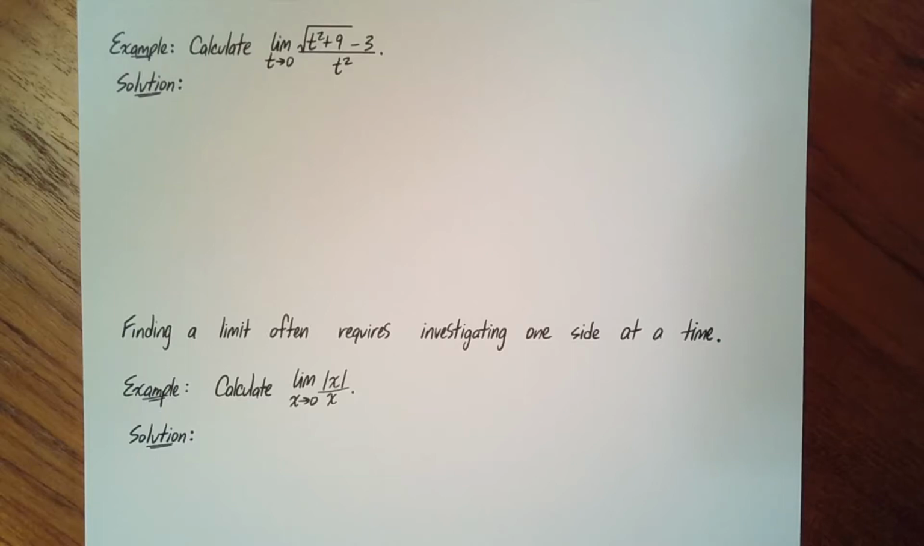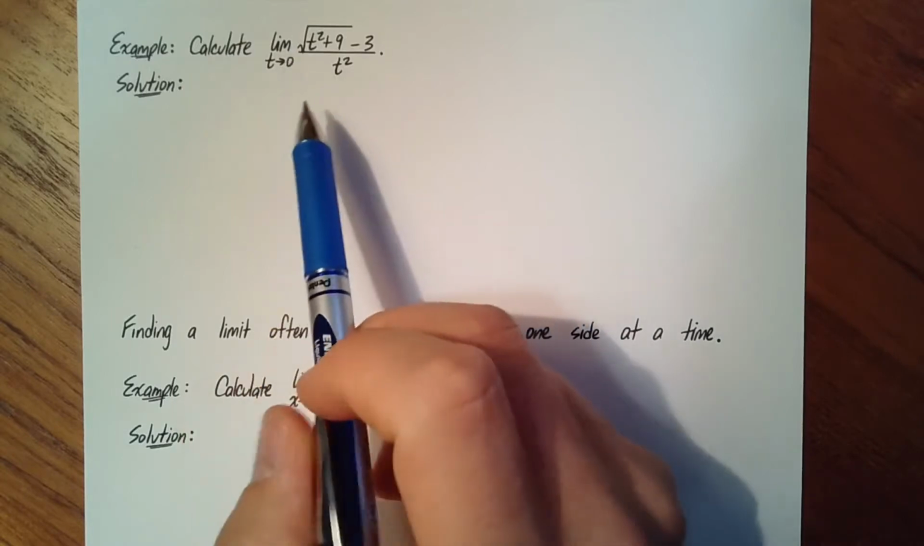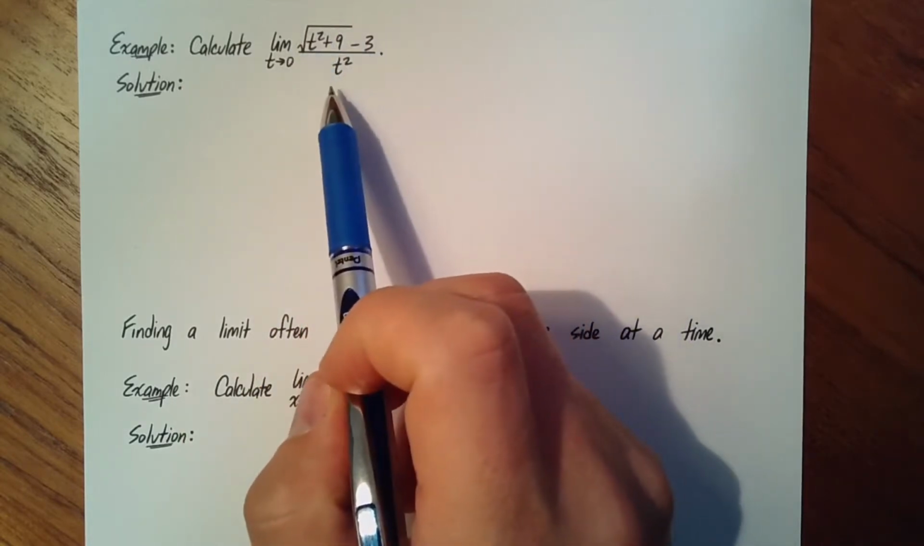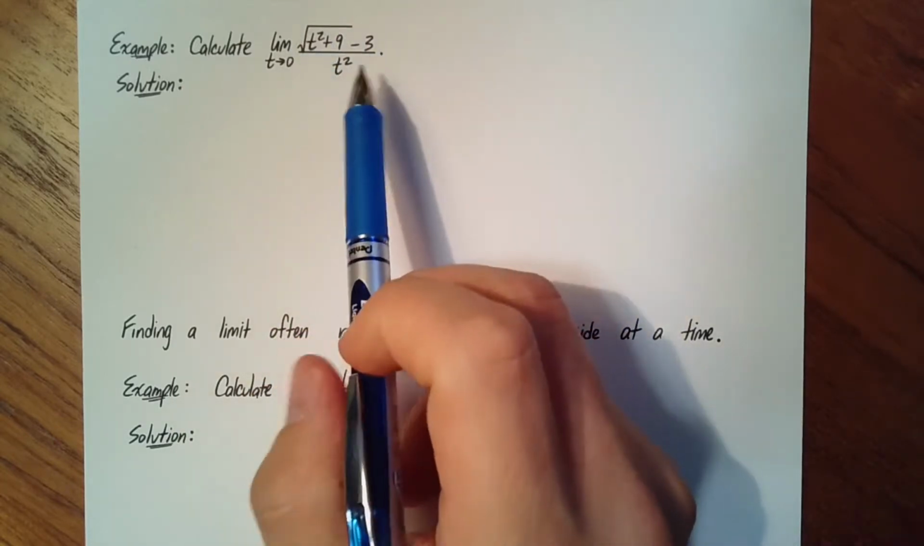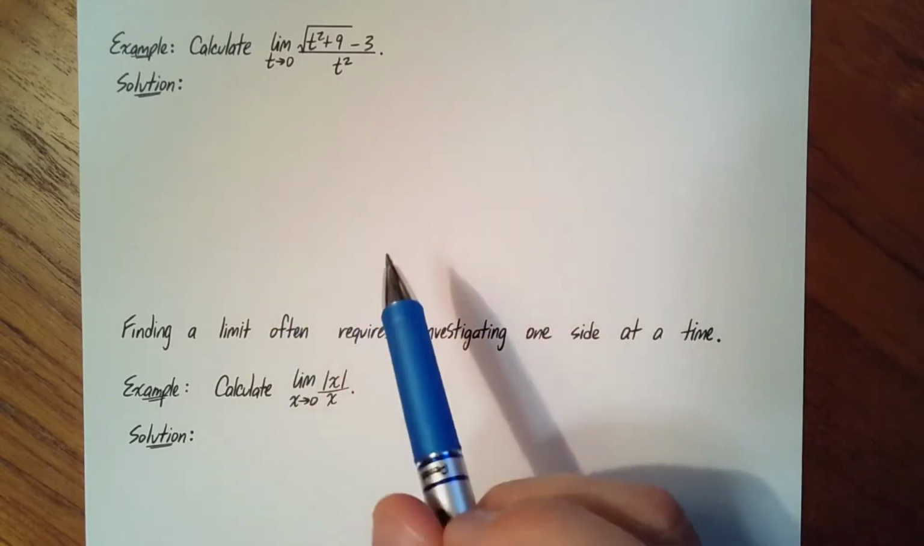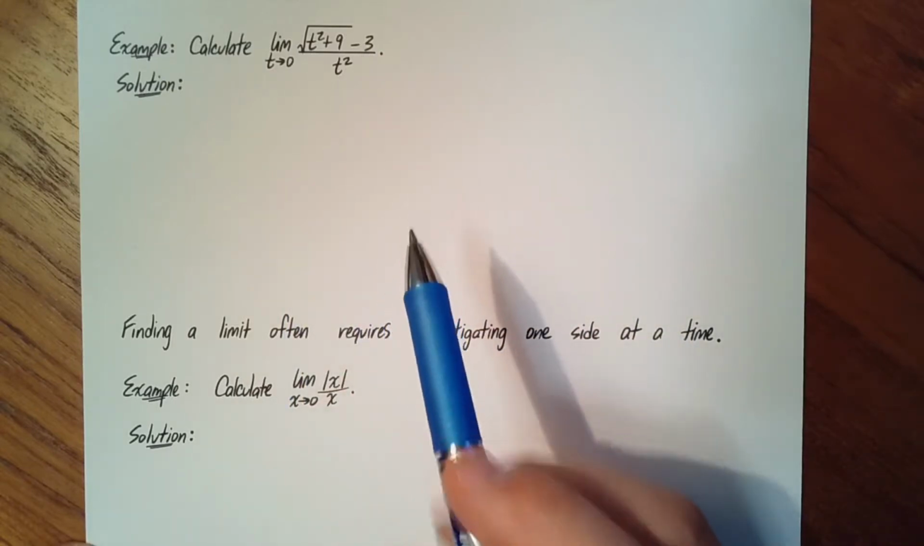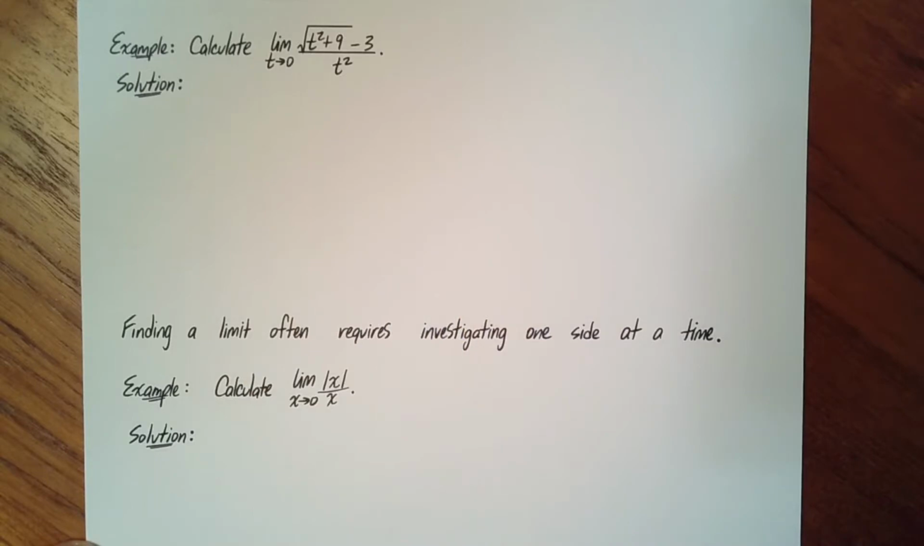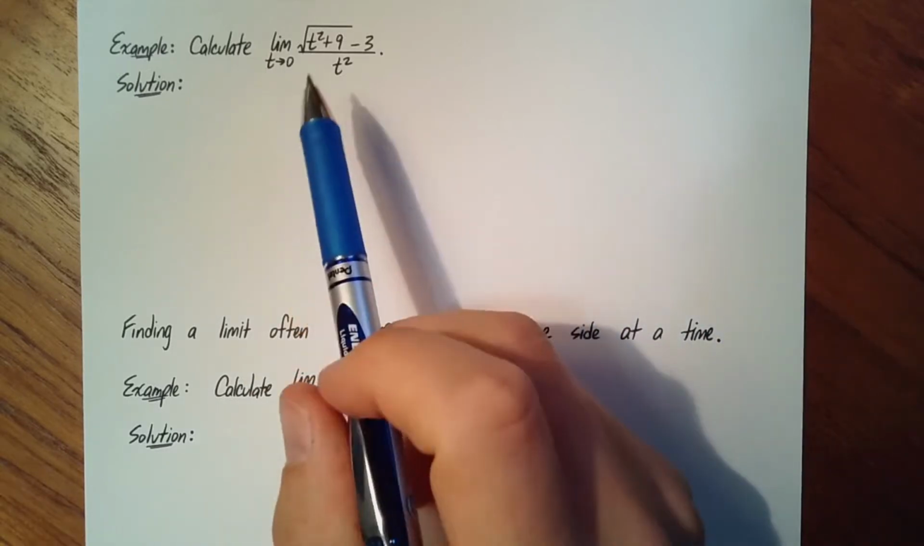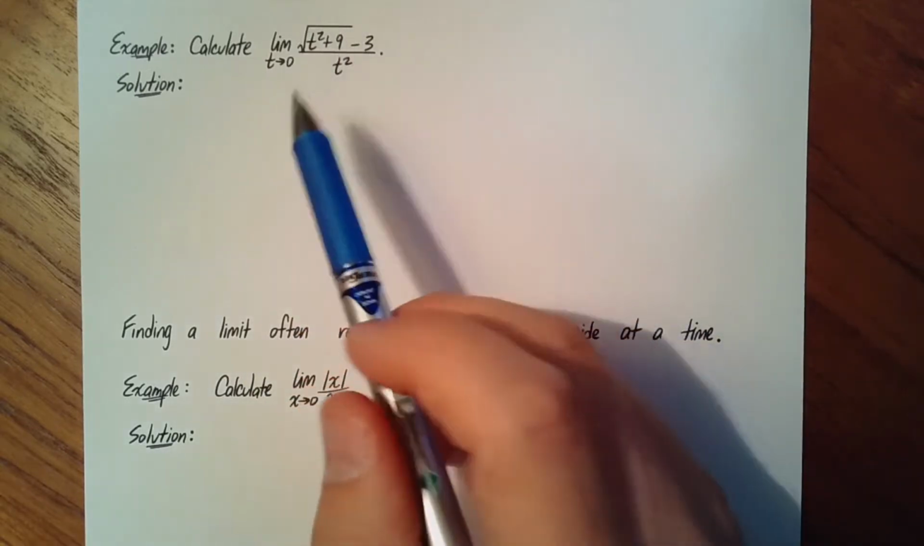Okay, let's jump into another example here. So we're going to find the limit as t goes to 0 of this fraction that we have here. The numerator is the square root of t squared plus 9 minus 3, and the denominator is t squared. Well, it's worth just checking like we did last time. Let's just check what would happen if you plug in t equals 0, right off the bat, just to see what happens.